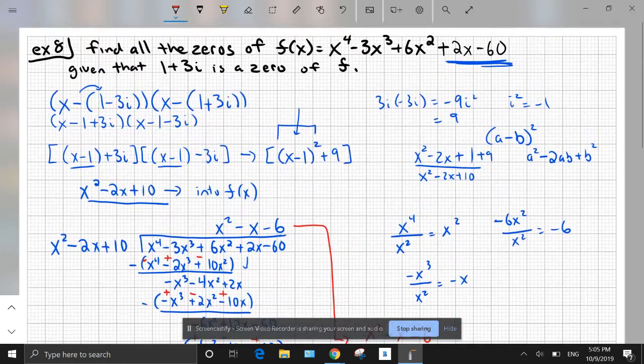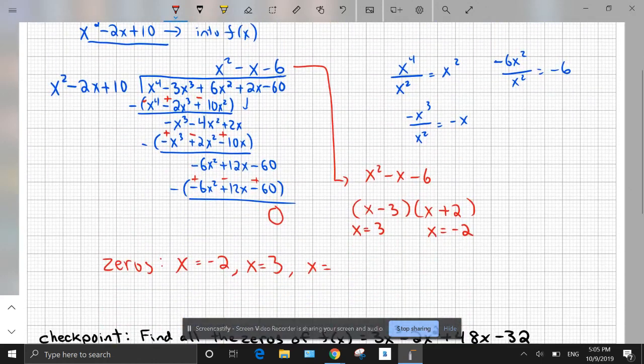Go ahead and give the complex ones, so we have x equal to 1 plus 3i. And then we have x equal to 1 minus 3i.